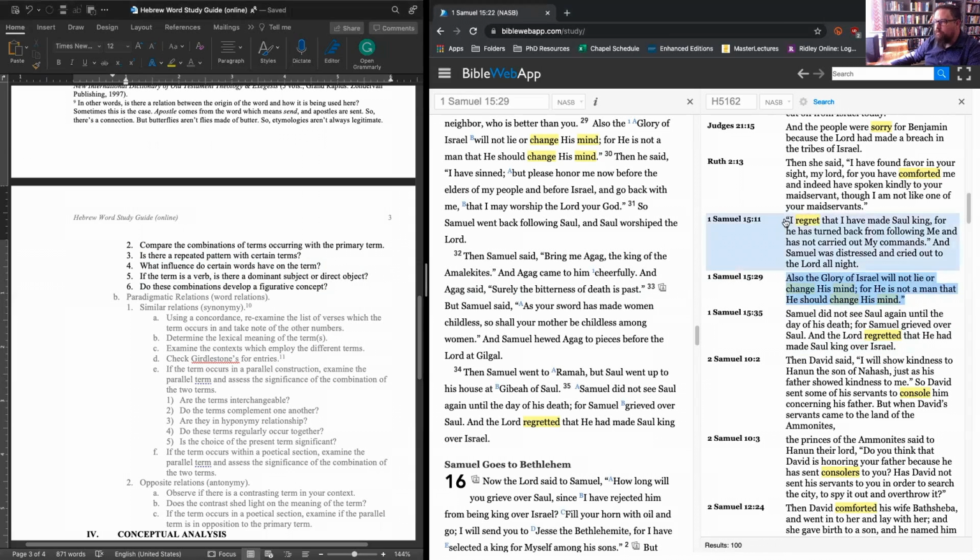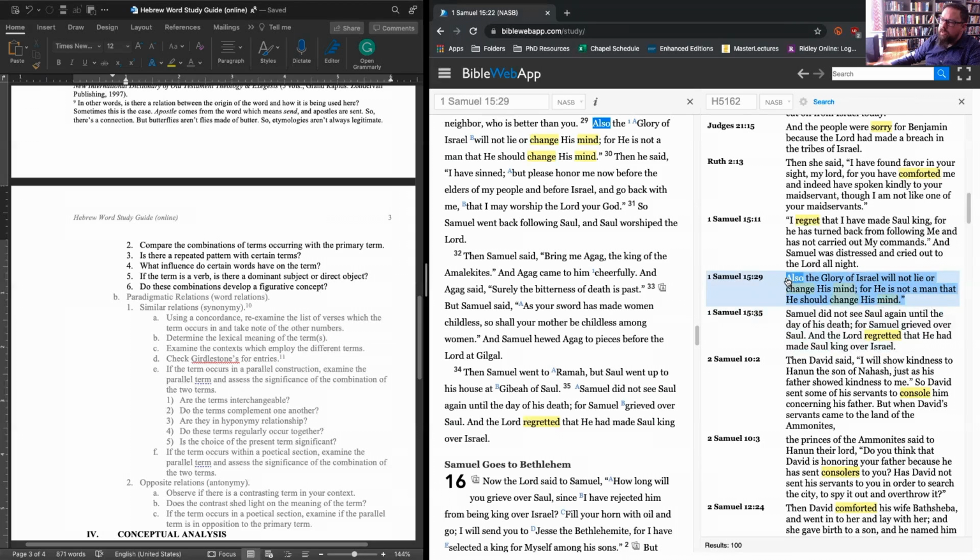What I would say here with regard to Samuel is God regrets that he makes Saul king. And based on Saul's behavior, it seems like Saul sort of sees himself as the glory of Israel. And Saul has changed his mind several times. And so it seems like Samuel is saying the glory of Israel, i.e. Yahweh, not you, will not lie or change his mind. That's what you do. That's not what he does. For he is not a man like you that he should change his mind.